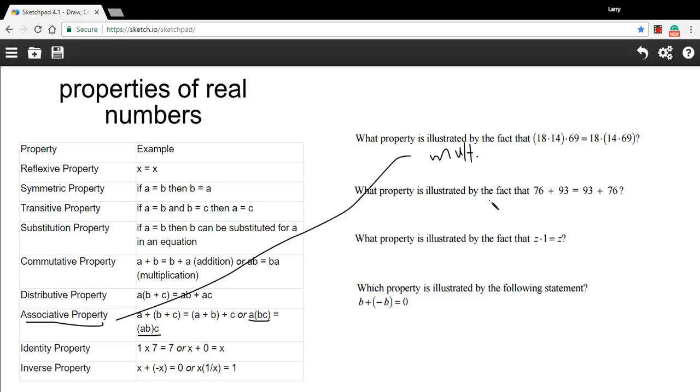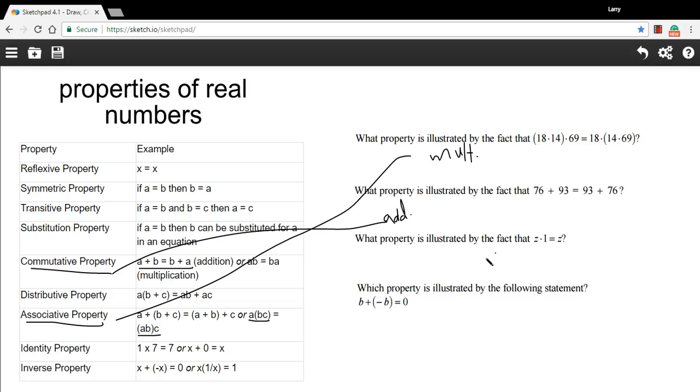It says, what property is illustrated by the fact that 76 plus 93 equals 93 plus 76? You've known this since you were probably very little. It doesn't matter what order you put two numbers in when you add them. So, oh yeah, here we go. In the commutative property, it says A plus B equals B plus A. So this is the commutative property of addition. So let's draw a line there, and we'll make a note that it's of addition.